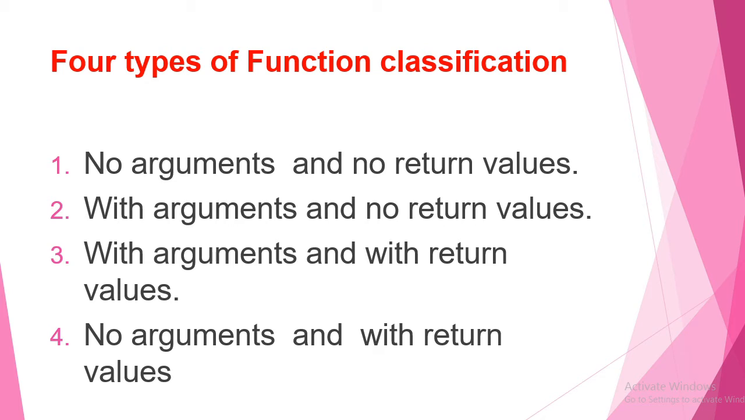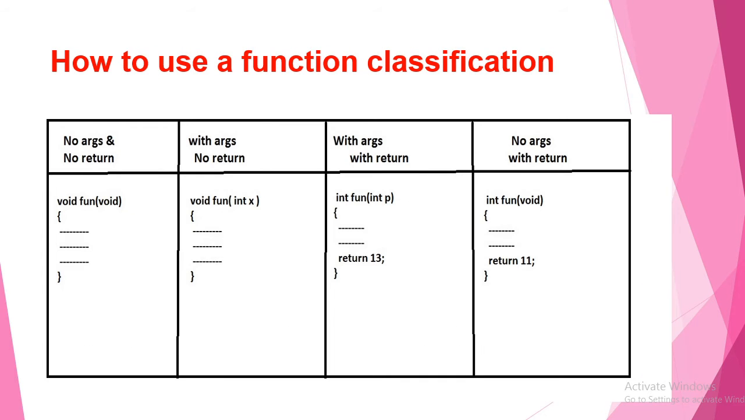Just like that, these four classifications of function are available. First is no argument, no return value. Second is with argument, no return value. Third is with argument with return value. And fourth is no argument with return values. Next, you can see how to use this classification. Now we know what classifications there are, but how can we use them? That we will see first.